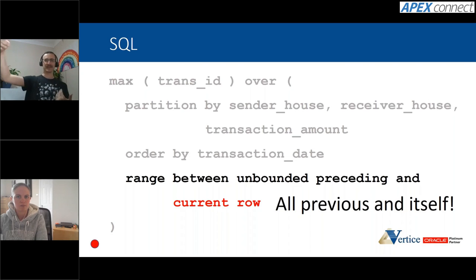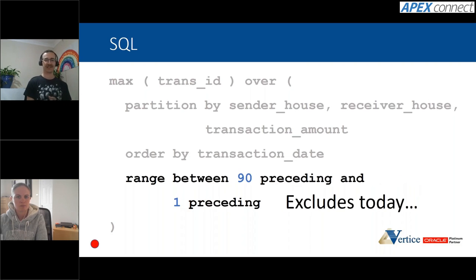We want to bound this. We want to set a time frame in the past, how far back we want to look, and exclude the current row. So instead of saying the range is unbounded preceding to current row, we'll set it to 90 preceding and 1 preceding. So 90, this is working in units of days, so we'll work back 90 days. So subtract 90 days from the current transaction date, according to the column of the order by, and we'll subtract 1 day from the transaction. So look at everything from yesterday to 90 days beforehand.